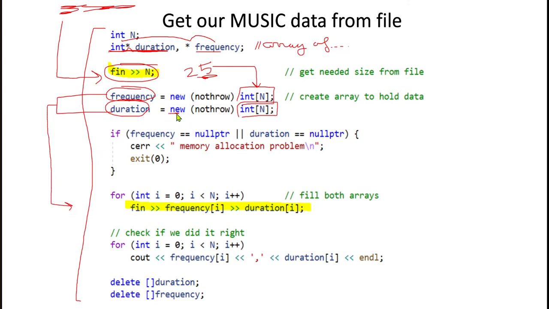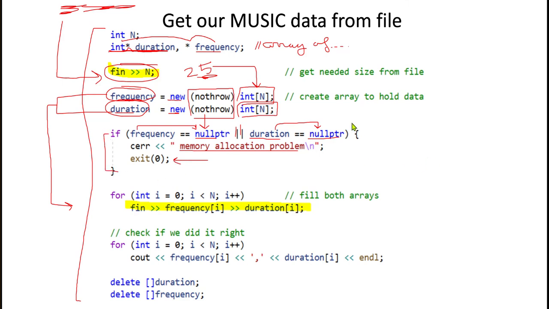Now, this says new. Now that's where it's asking for the data. No throw means if something goes wrong, don't crash the program. If something goes wrong, it will set duration or frequency to the word null pointer, which is the number 0. Null pointer. It's really the number 0. So I look, is the frequency equal to null pointer? If yes, something went horribly wrong. Or is the duration equal to null pointer? Then something went horribly wrong. So I will report back. If one of these went bad, I will just say allocation error and then crash and burn right here.